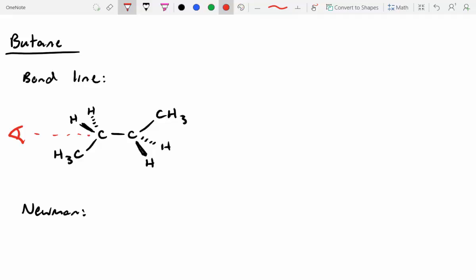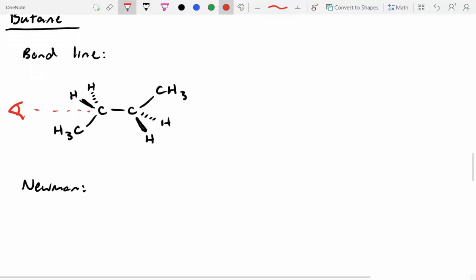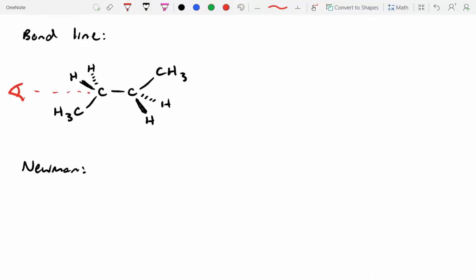So I want you guys to come up with the first Newman projection, and then do 60-degree rotations and try to come up with as many different Newman projections as possible. So I'll give you guys a few minutes to work on this, but remember, you're going to always go from staggered to eclipsed to a new staggered to a new eclipsed, and then so on until you've done a full 360-degree turn. So I'll give you guys a minute to work on this.